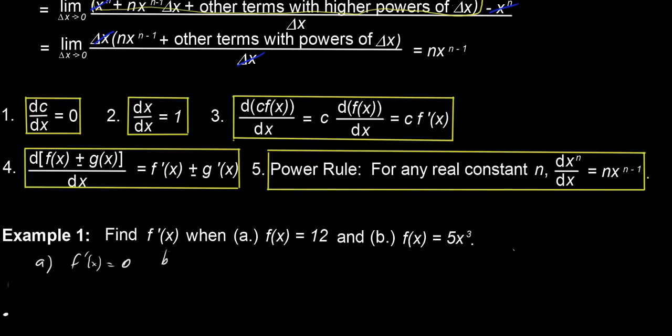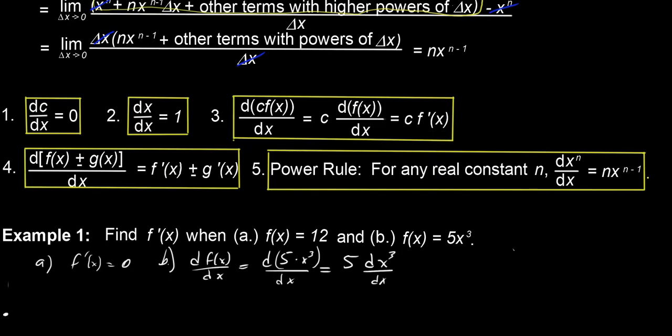Now for part B, we had that f of x is 5 times x cubed, so the derivative of f of x would be the derivative of 5 times x cubed with respect to x. So we could use that third shortcut. The derivative of a constant times a function is the constant times the derivative of the function. So we have 5 times the function x cubed. According to that third shortcut, we could pull the 5 out and say that f prime is 5 times the derivative of x cubed.